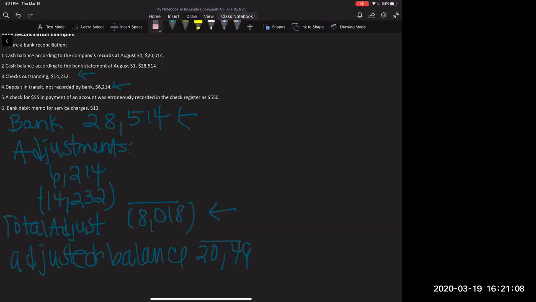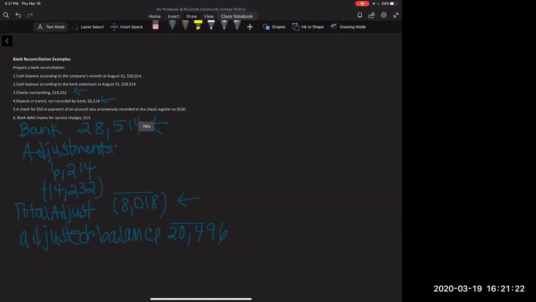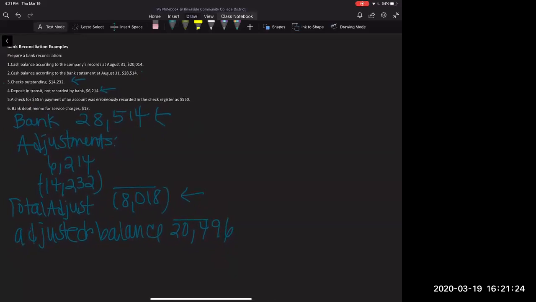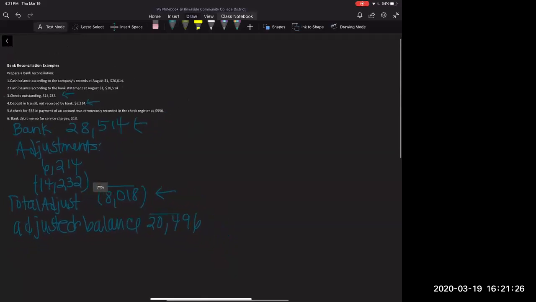$20,496. Okay. All right, so remember, this is a two-part process. We're doing checks and balances, and now we're going to see if we can reconcile this to what the company says that they have on their balance.